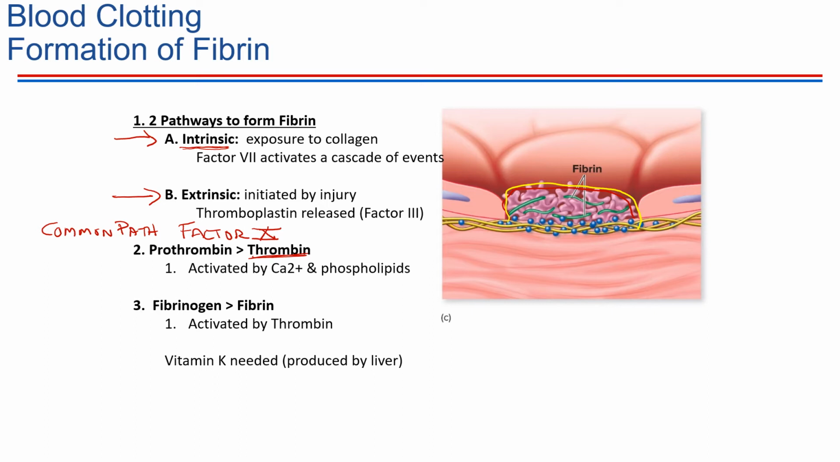Once the thrombin is active, and it is active by definition, that thrombin is going to come down here, and it's going to activate fibrinogen. Fibrinogen will then turn into fibrin, and that's what's going to make our clot. To make all of this happen, you're going to need vitamin K, and that vitamin K is produced in the liver. So let's take a look at this and just kind of see the big pathways.